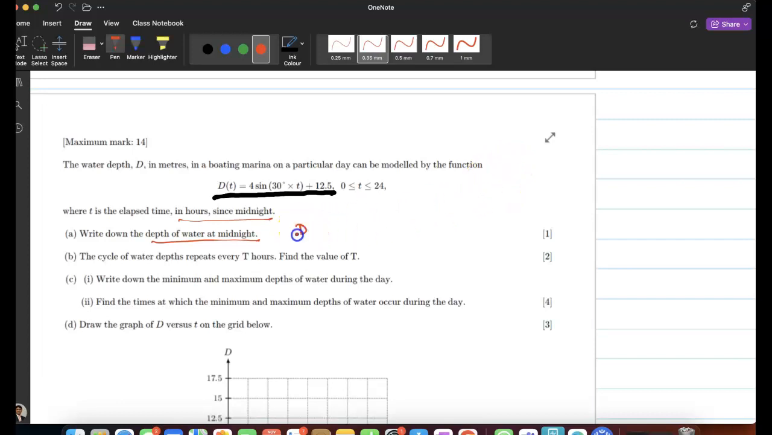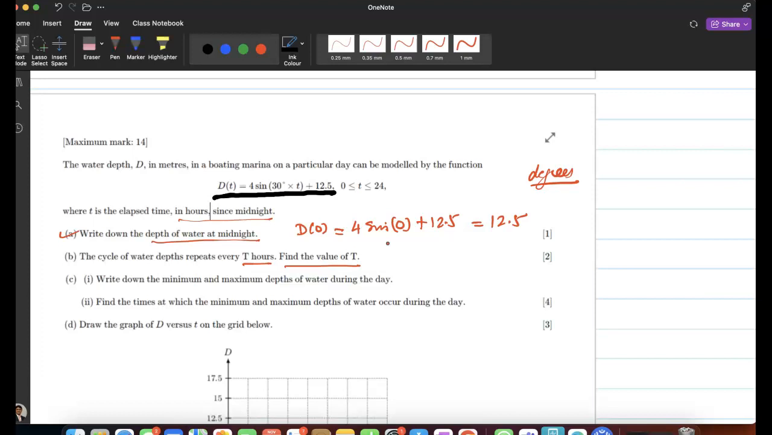So D is 4 sine 0 plus 12.5. You can use your calculator and you'll get your answer is 12.5. Make it a point that your calculator is in degrees when you're doing it. Then the cycle of water repeats every t hours. Find the value of t. So we are supposed to find out the period.